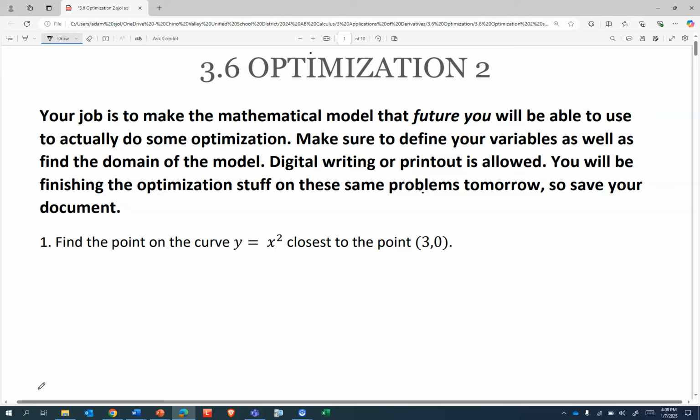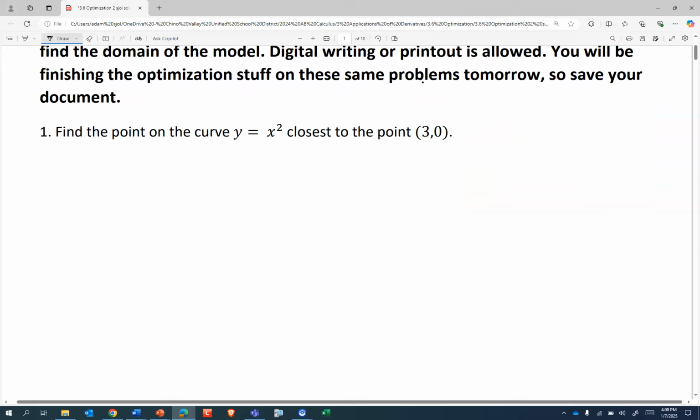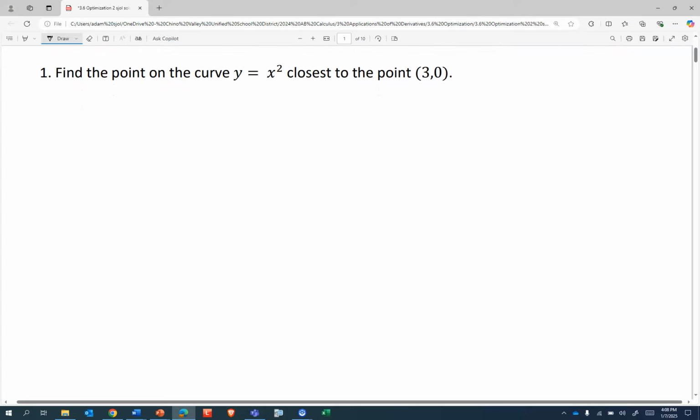Okay, so might as well go back through and make the model. And I'm just going to go through a couple of these the entire way. So our job here is to find the point on the curve y equals x squared that's closest to the point (3, 0). So we're going to choose a generic point (x, y). And obviously up here at, let's say, (3, 9), that's not the closest point to (3, 0). We're looking for this distance.